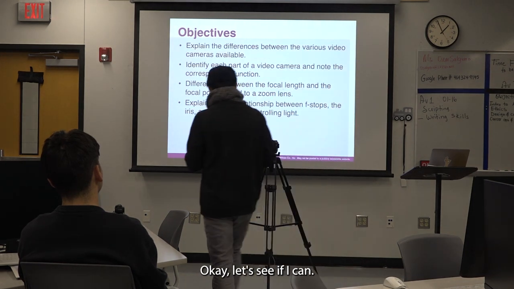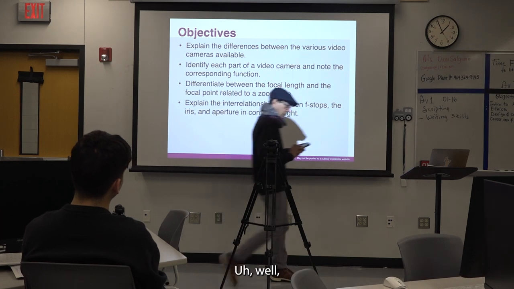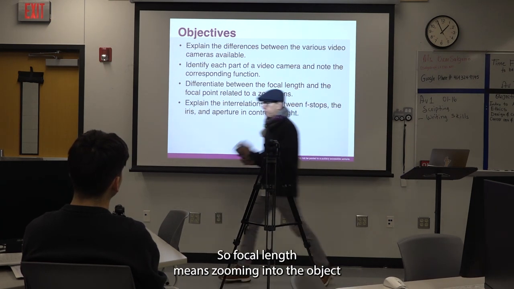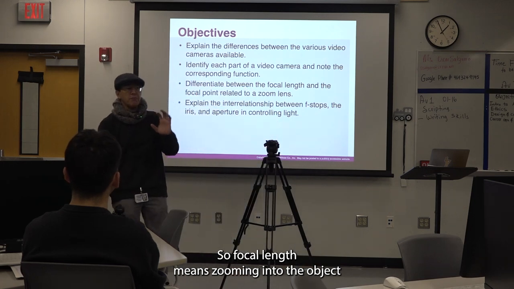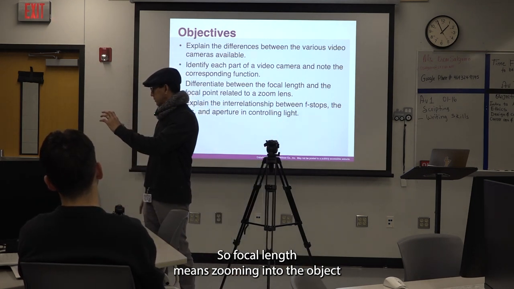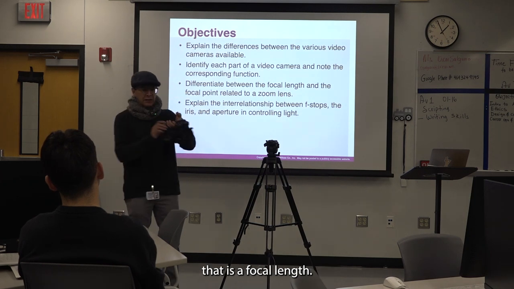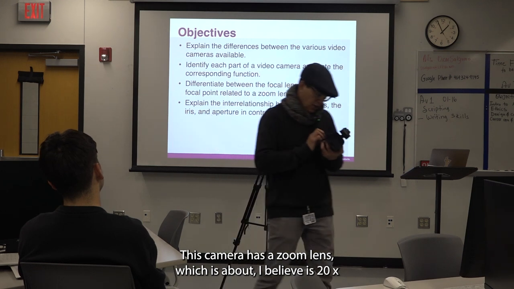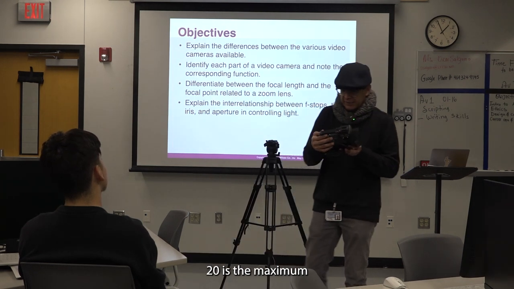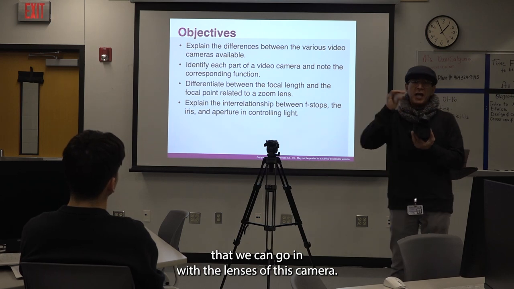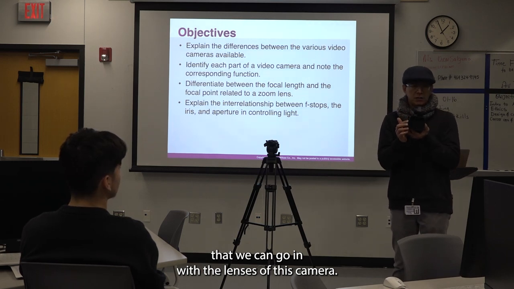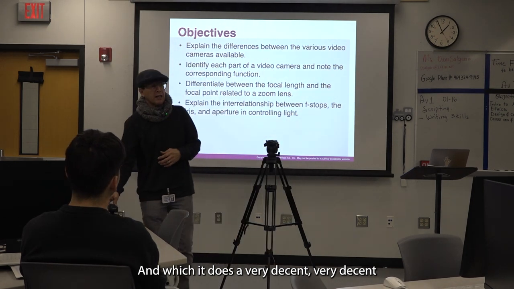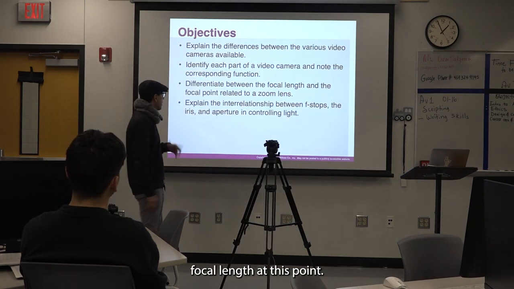Let's see if I can, well, a lot of disconnection is going to happen. So focal length means zooming into the object. That is a focal length. This camera has a zoom lens, which is 20, I believe it's 20. 20 is the maximum that we can go in with the lenses of this camera, okay? And that is a very decent focal length at this point.